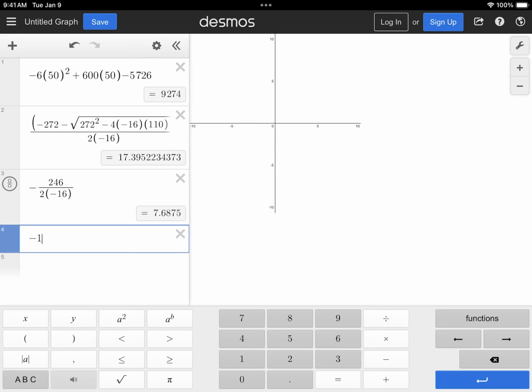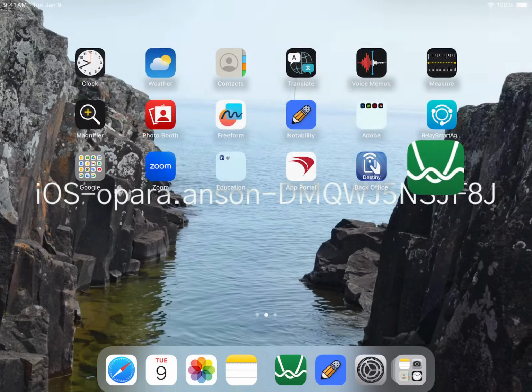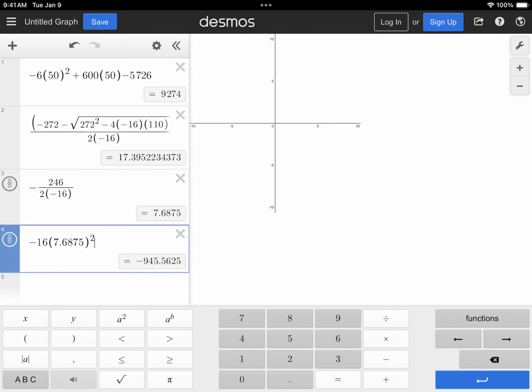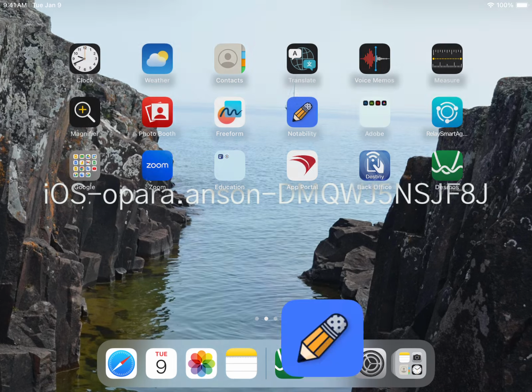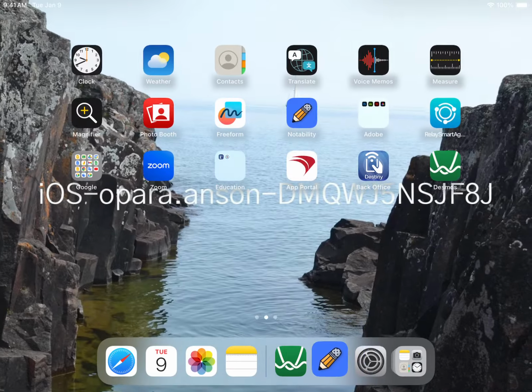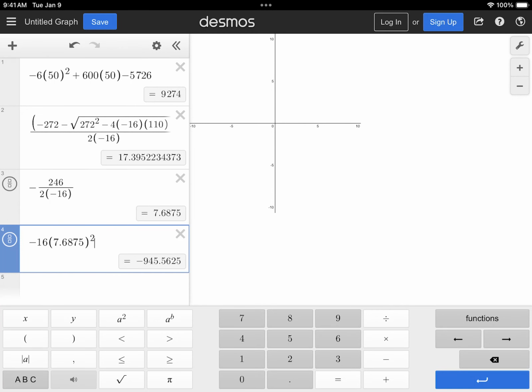So I got negative 16 times 7.6875. Then I got to remember to square it. And, oops, that's 246 plus 100. Okay. So then, oops. So plus 246 times 7.6875 plus 100. And that's 1,045.5625.